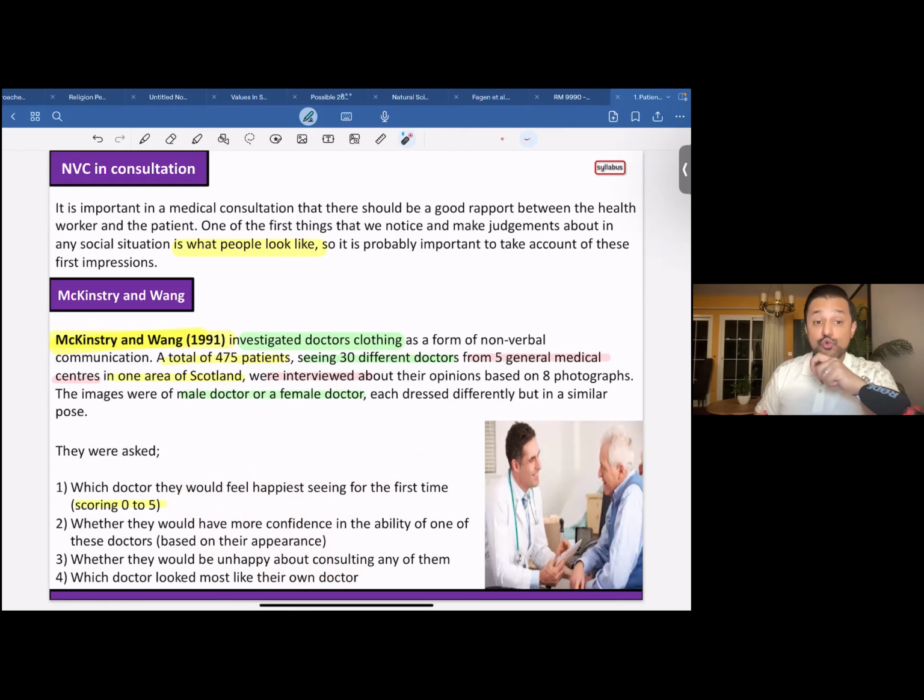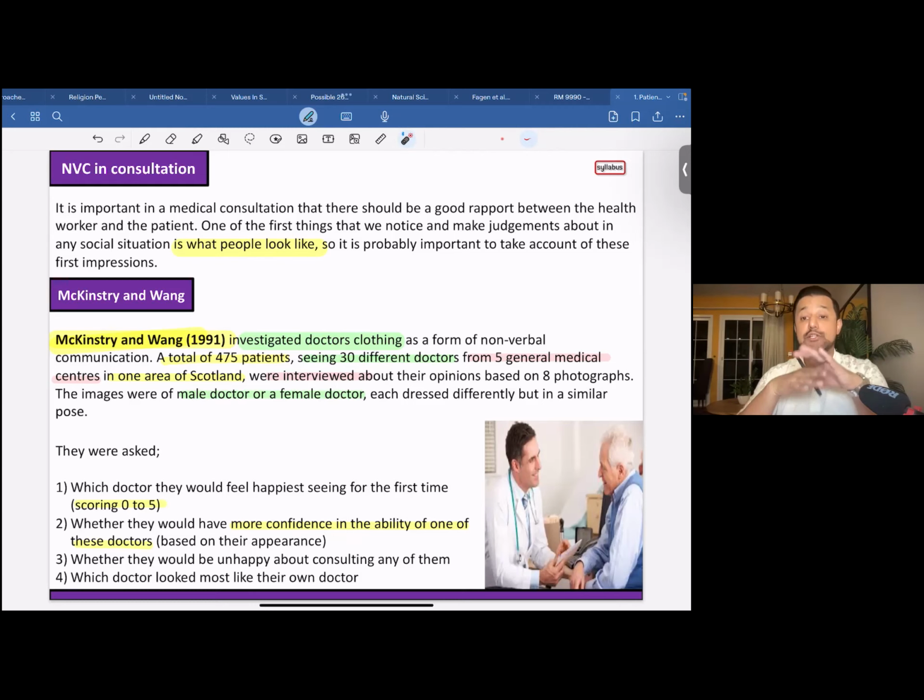Now, they were asked which doctor they would feel happiest seeing for the first time, scoring from a range from 0 to 5. Number two, whether they would have more confidence in the ability of one of the doctors based on their appearance. Number three, whether they would be unhappy consulting any of them. Number four, which doctor looked most like their own doctor, right?